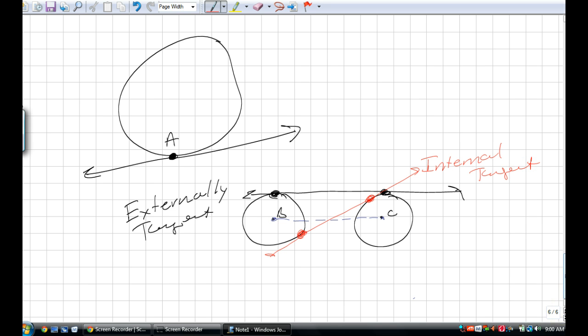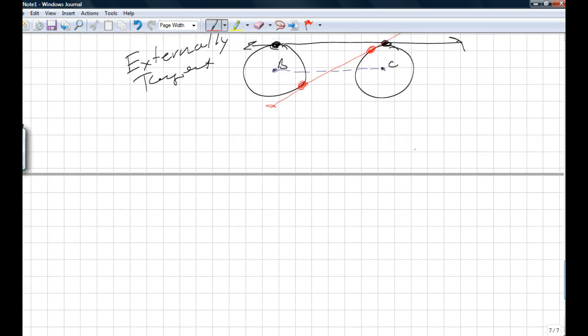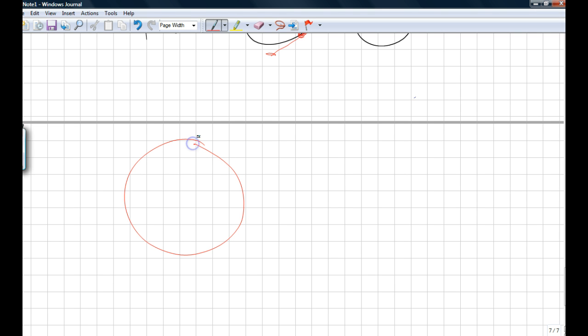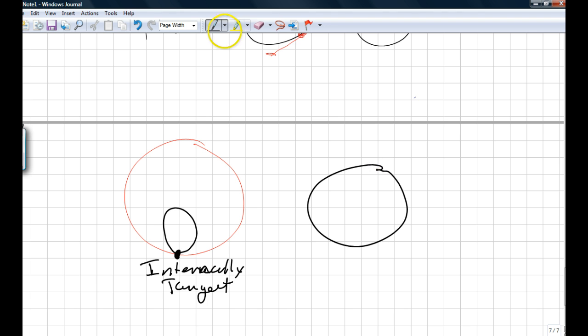Okay? Then we can talk about the circles themselves. So we could have a circle and then another circle where the two circles share only one point. So these are internally tangent because one circle is within the other. Or we could have circles like this where they're outside each other but they share one point. And these are called externally tangent circles. And these are internally tangent circles.